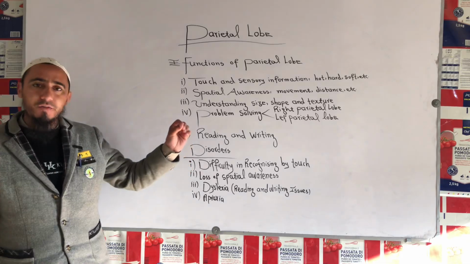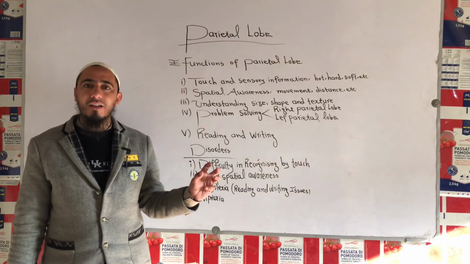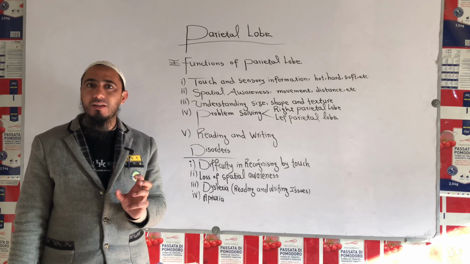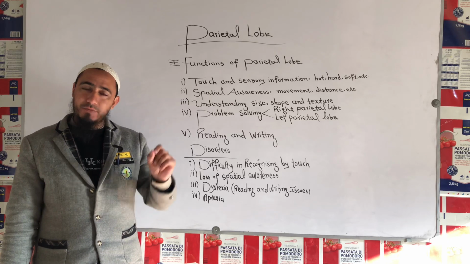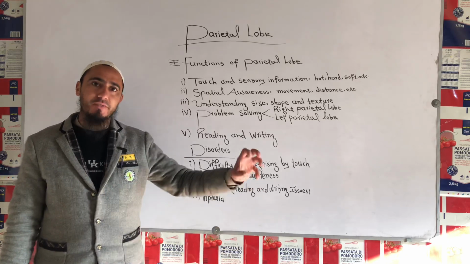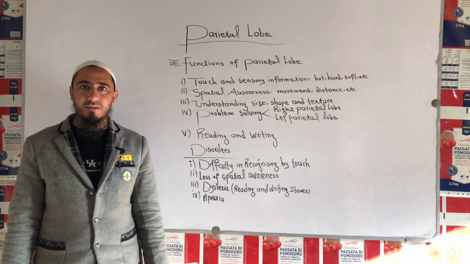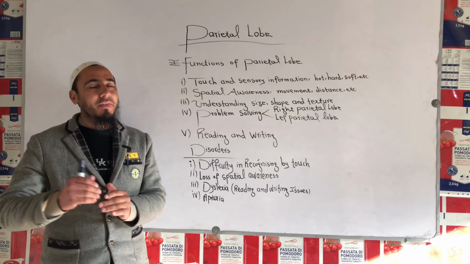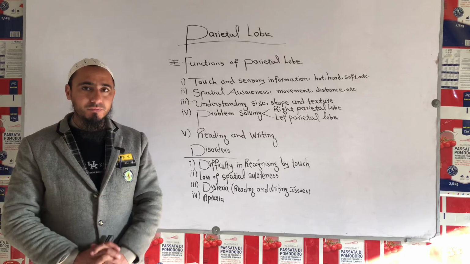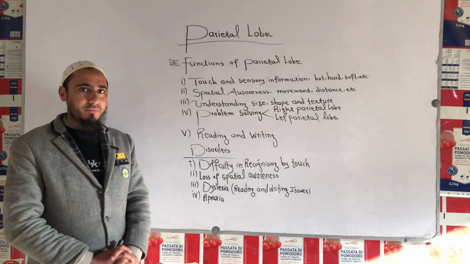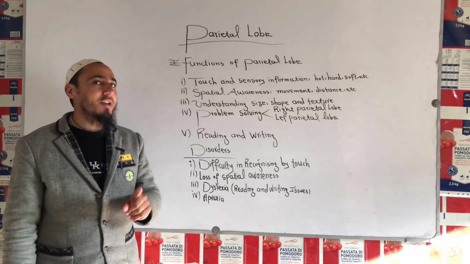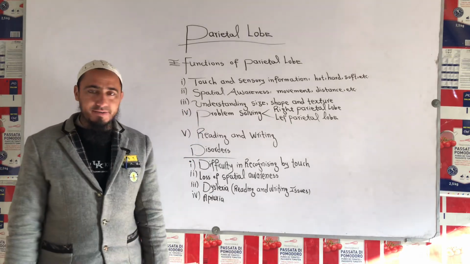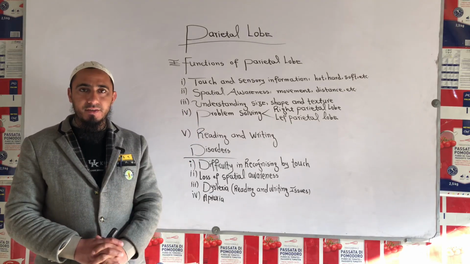For example, if you touch a thing, your parietal lobe helps you, if the thing is hot, to pull away your hand from that thing. And it helps you to recognize that thing, whether it is hard, soft, warm, etc. But it is through your skin. Secondly, we have spatial awareness.